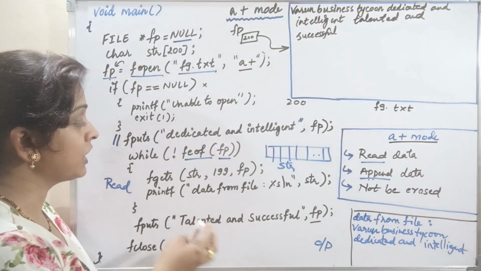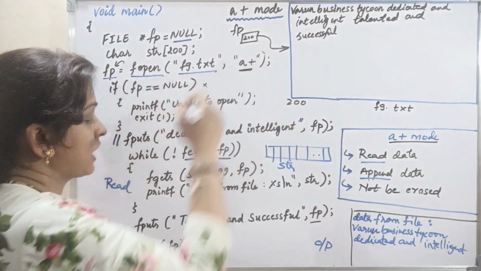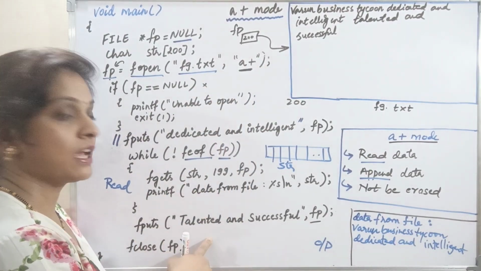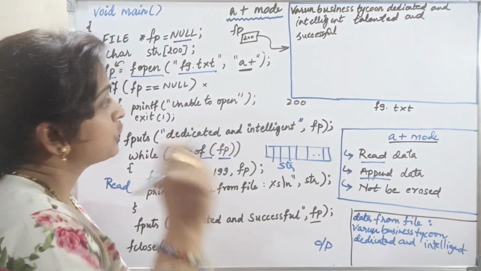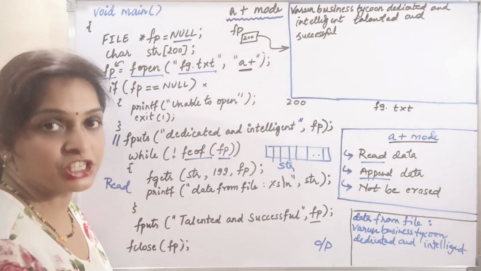So here you can just say, with a plus, reading as well as appending. This is how we use a plus mode. So let us see this with execution.